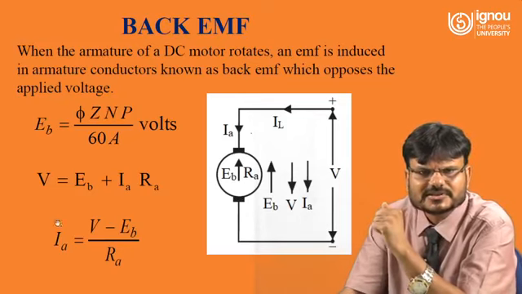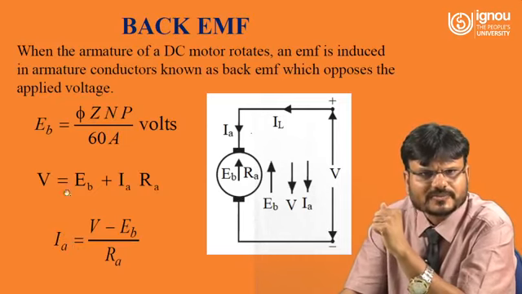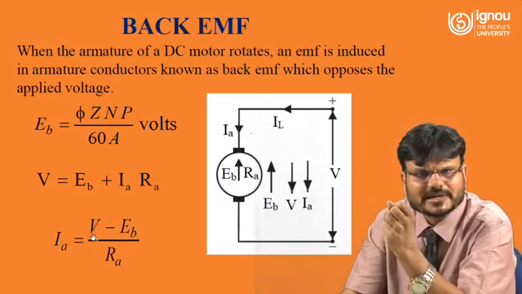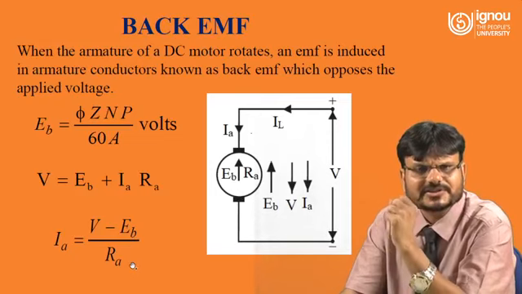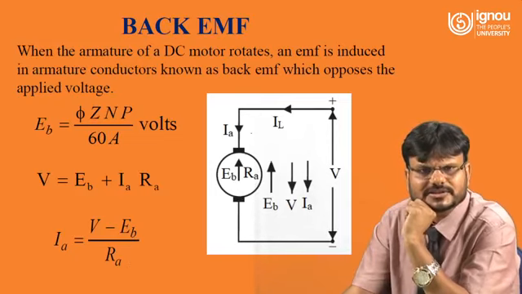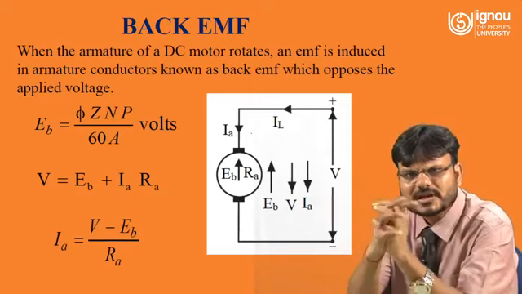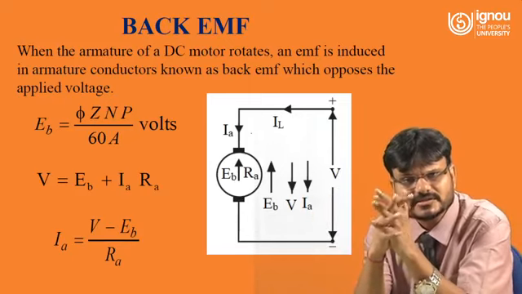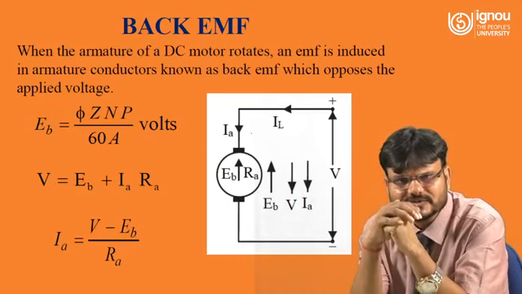So by this equation you can also write the equation for IA. IA is equal to what? V minus EB upon RA, where V is the applied voltage, EB is the back EMF, and RA is the armature resistance. So here you can notice that this back EMF always opposes the applied voltage, and this phenomenon is very useful. We will understand this also.